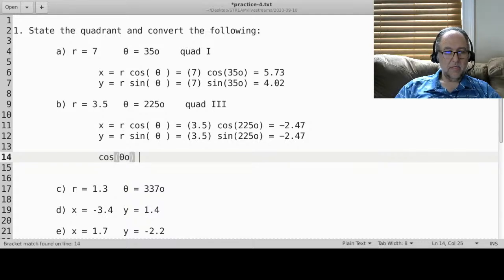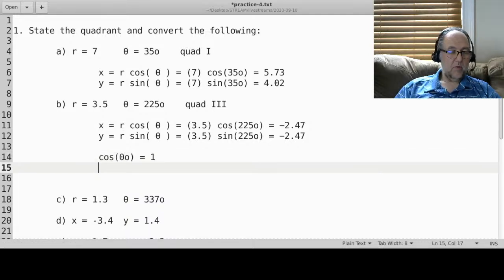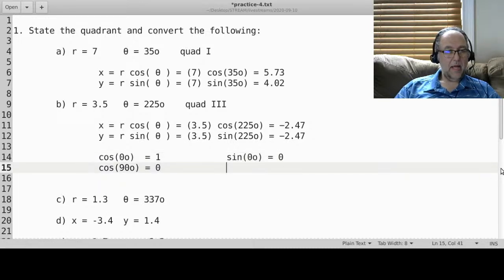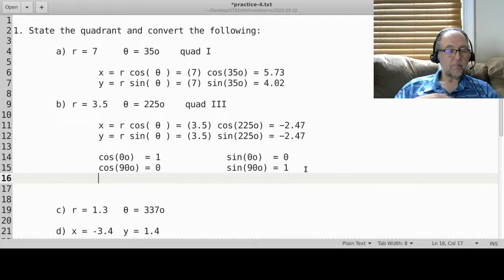Cosine of 0 degrees is 1, okay? So that's something you can memorize. Cosine of 90 degrees is 0, like that, okay? Sine of 0 degrees is 0, and sine of 90 degrees is 1, like that, okay?